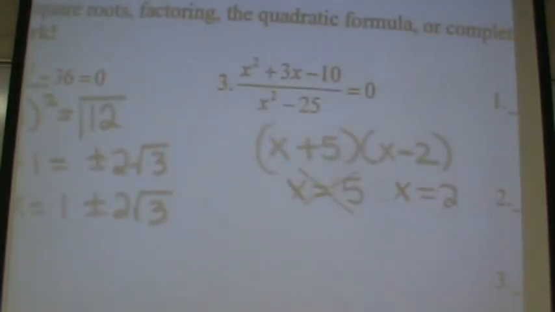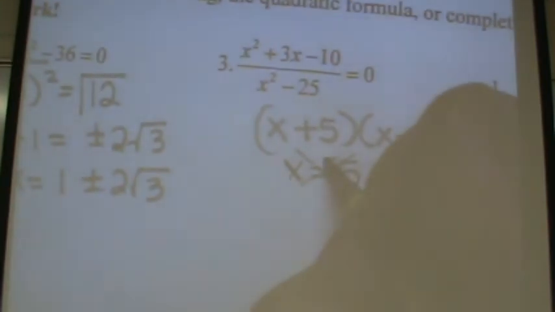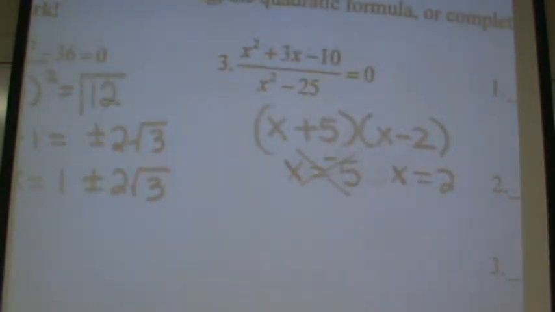Number 3, you have a fraction. What you do is solve for the numerator. Now remember, this was the non-calculator part. So this one, you're not gonna use a calculator to find out 5 and 2. I'm sorry, negative, it should be negative 5, sorry. Right there. Now, why did I cross out negative 5? Because in the denominator, if you plug that number in, it would not work. It's undefined. So you gotta cross out that answer. So 2 is the only one that works.